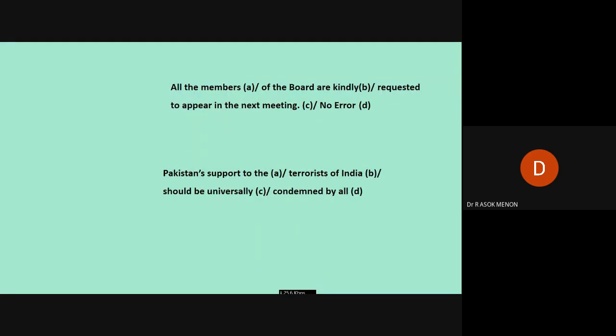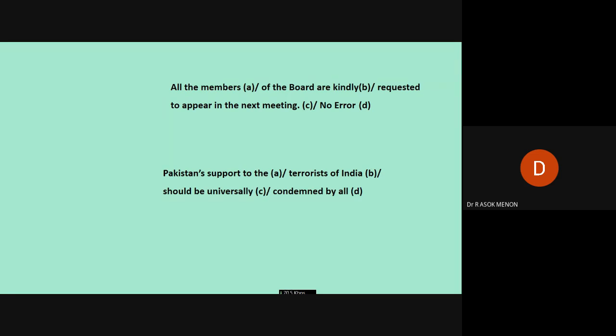Now, all the members of the board are kindly requested to appear in the next meeting. This is an interesting question. Srini says it is B. Pravalika says it is C. Bharat Kumar says B. Yes, the answer is B.